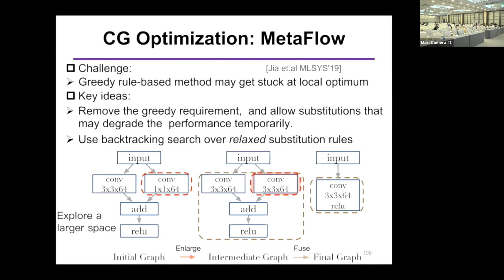For example, as shown in the figure, an enlarge substitution is first applied to enlarge a convolution layer, which in fact increases the intermediate total cost. However, after the subsequent substitutions that fuse operations like add and ReLU together, the final optimized computation graph can achieve a higher speedup. So backtracking search over the relaxed substitution rules is applied to accelerate the computation graph processing.